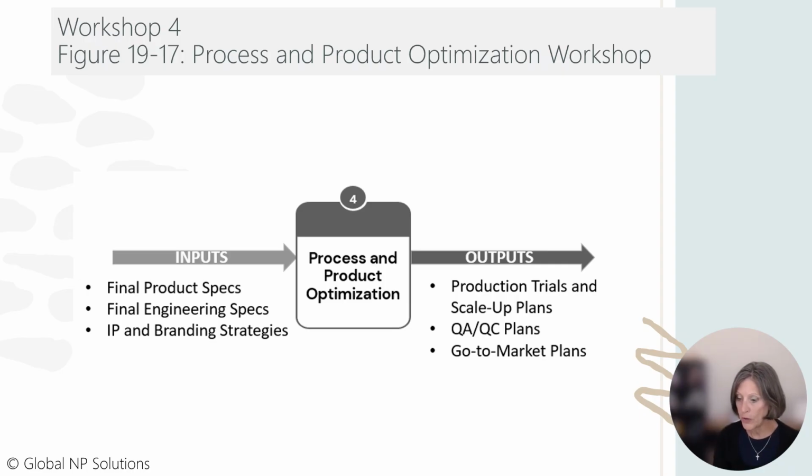In workshop 4, the team continues to look for ways to minimize manufacturing costs while maintaining product quality. The goal is to maximize revenue delivery to the firm while at the same time creating a highly valuable product for which customers will pay premium prices. Some expected inputs and outputs for the process and product optimization workshops are shown in figure 19-17 here.